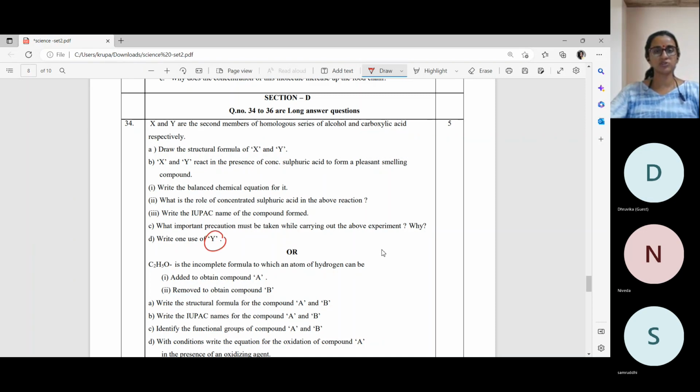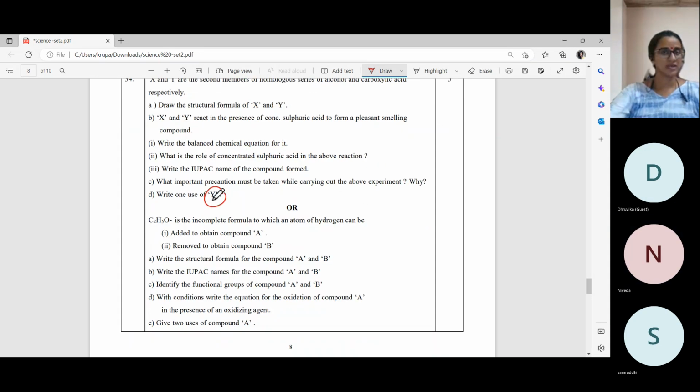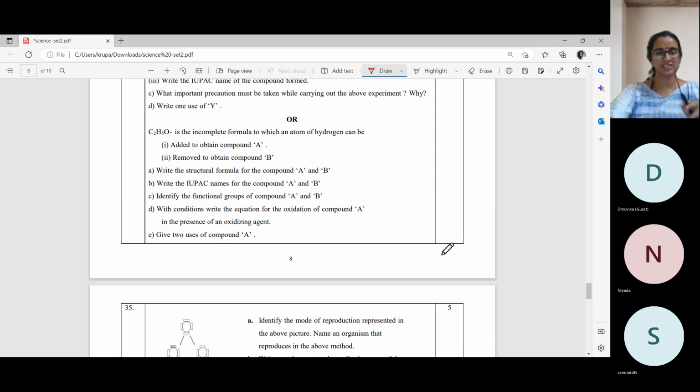Definitely. Okay. One use of Y, which is basically ethanoic acid. Preservative. Yeah. Basically it's vinegar. So you can use vinegar for multiple purposes, from cooking to preservation to making salads, whatever way you want to talk about it, but it's basically vinegar. Okay, let's talk about the next one. Let's talk about this set.